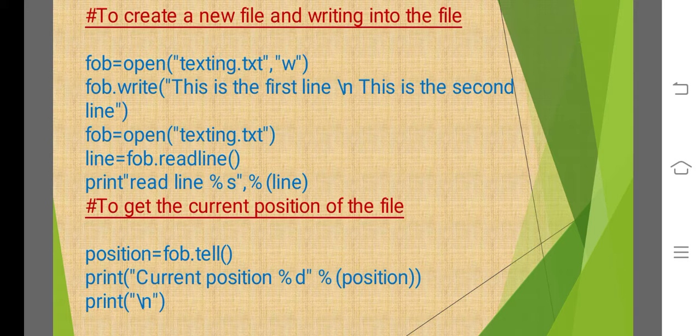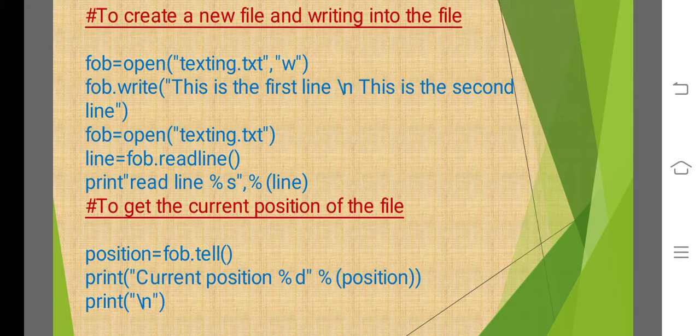texting.txt. After that, nothing is written, no mode is written there. That means by default r is used as the mode. That means it is opened in reading mode. In reading mode, we can use the file for reading purposes. That means we can get the contents of the file only for reading, not for editing.